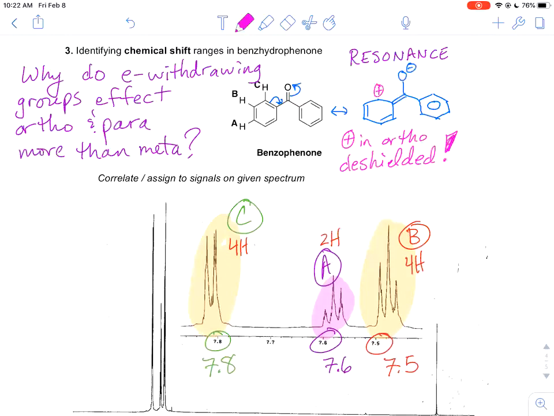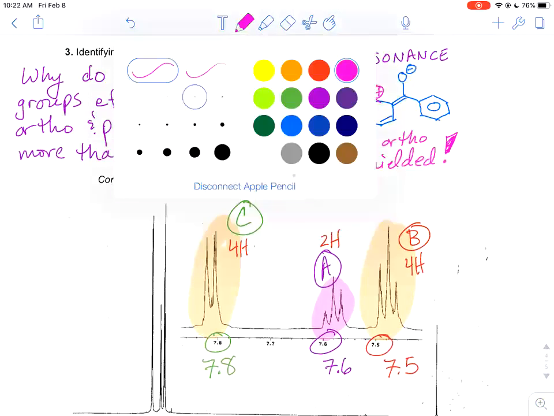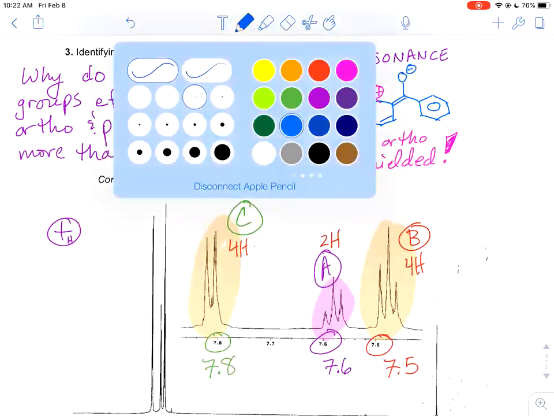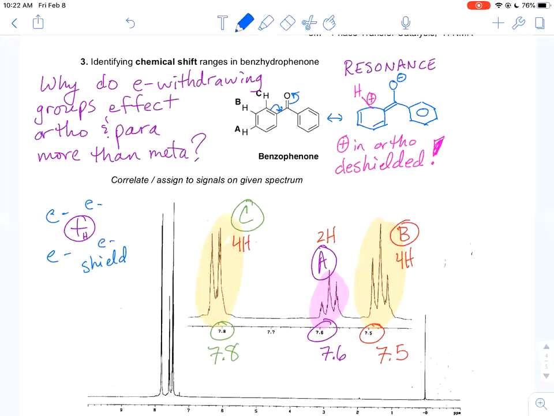There are no electrons, in theory, around the positive charge. And remember, we're referring to the hydrogen attached to that carbon. That has taken away its electron shield. By electron shield, I mean we're talking about the nucleus of the proton, so that's the hydrogen's nucleus. And when electrons are around it, doesn't have to be this many, but just the idea, this would be the electron shield. But if you took away those electrons by, for example, resonance, making a positive charge there, that is what we call de-shielded. So that is explaining why we see it in the ortho position.